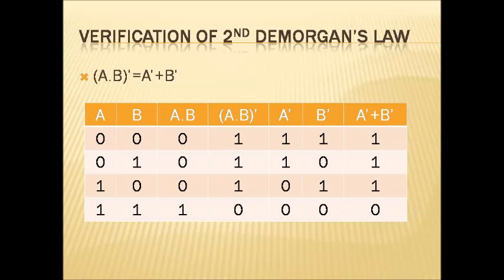And next one is the verification of the second De Morgan's law, right? So we have (A · B) the whole bar is equal to A bar + B bar. The same I have used the truth table method to verify. Okay. So you can see that we have verified the second De Morgan's law, that is (A · B) the whole bar is equal to A bar + B bar.